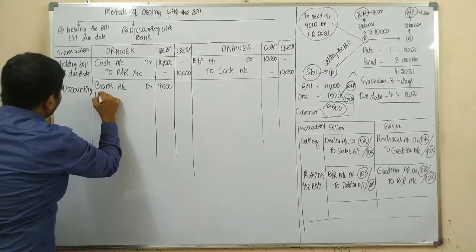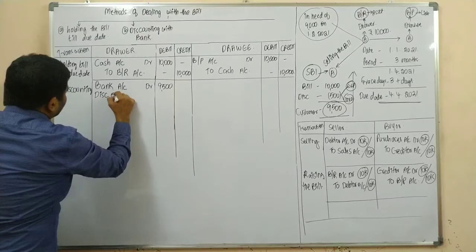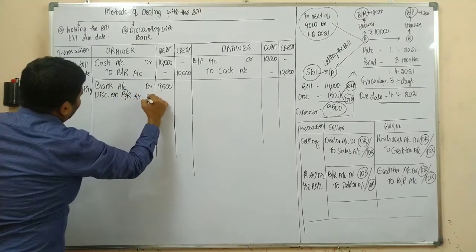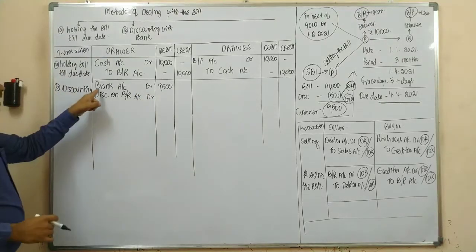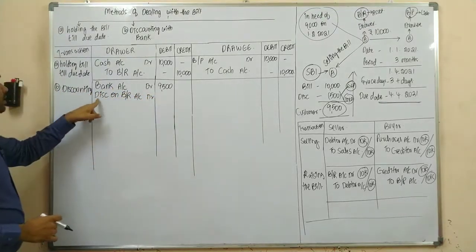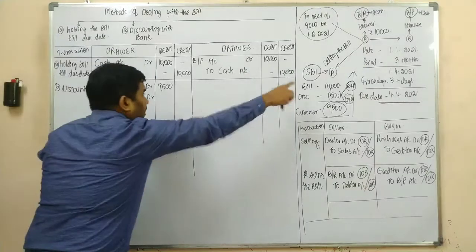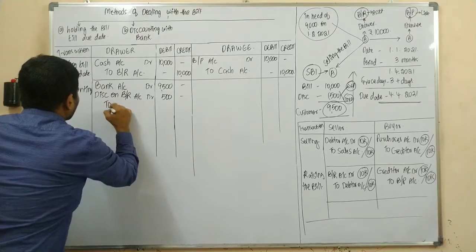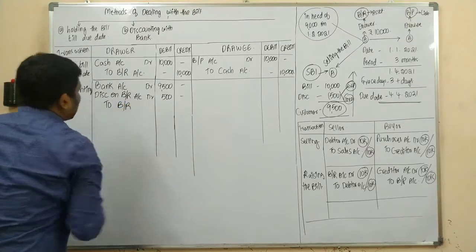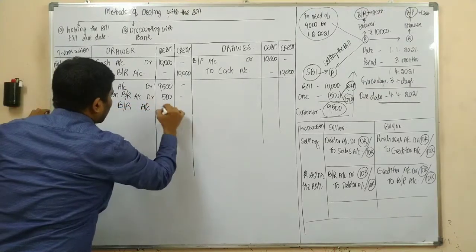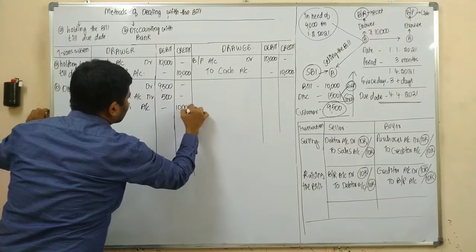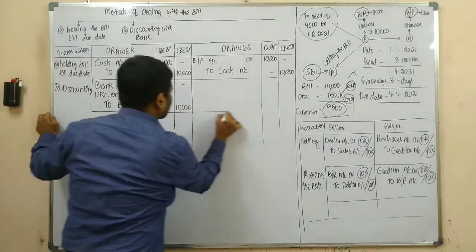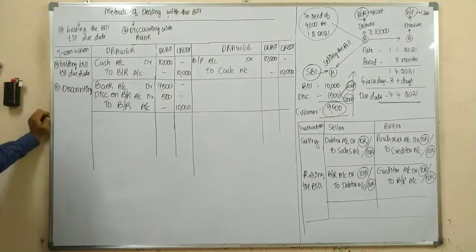So what is the journal entry? Bank account debit 9,500, discount on bills receivable account debit 500 rupees, to bills receivable account. How much was the bill, sir? The bill was for 10,000 rupees. Yes or no? The bill was 10,000 rupees.